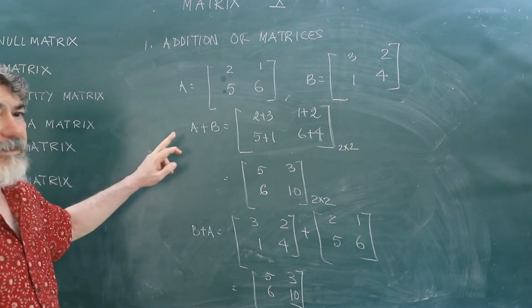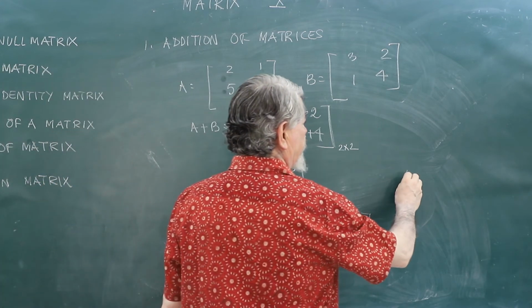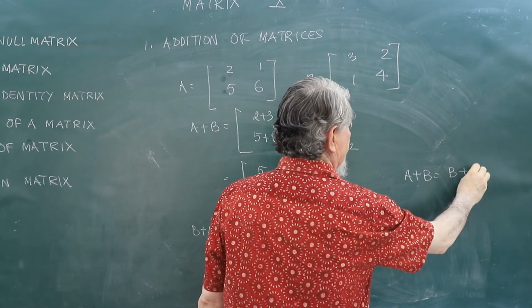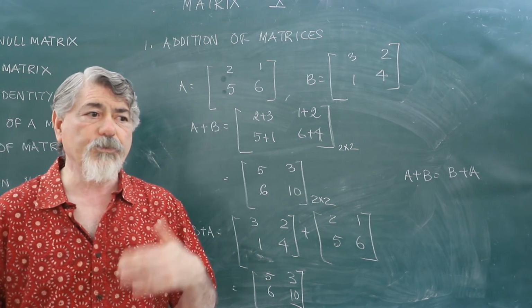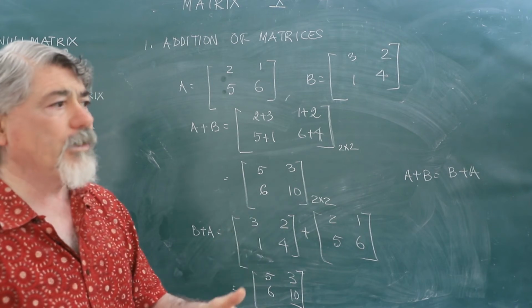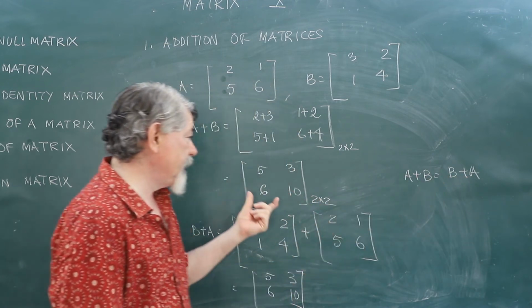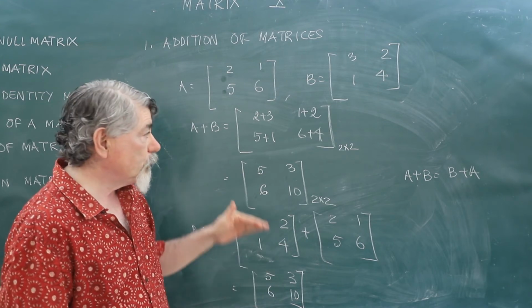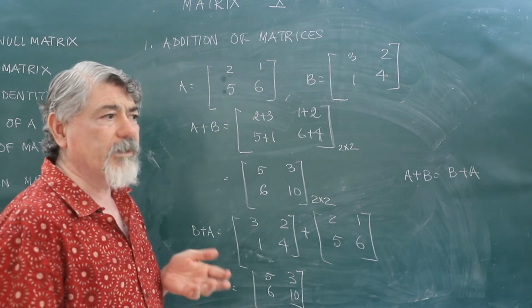So we realize that A plus B is equal to B plus A. Whether you add A and B or you add B and A, whether you write A first and add it to B, or first you write B and add it to A, both the results A plus B and B plus A are same. 5, 3, 6, 10. So this is called commutative property of addition.